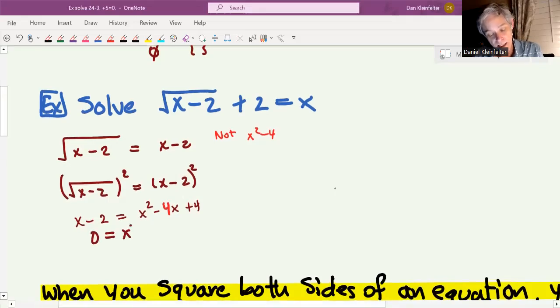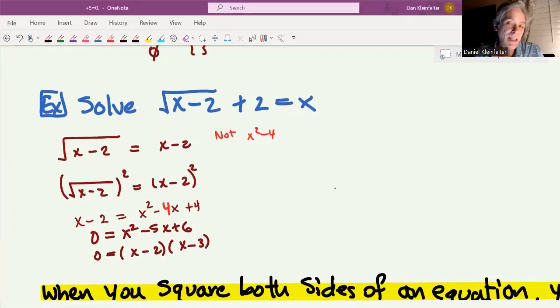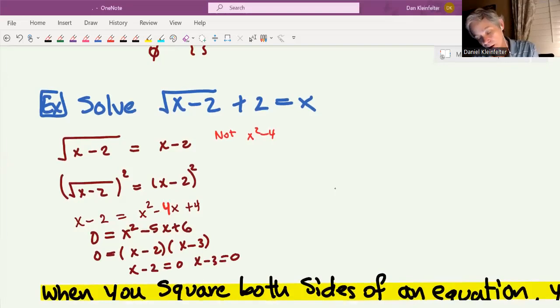So we'll have 0 is x squared minus 5x plus 6. Now that looks better. That's something that does factor. While it still could be wrong, at least it does factor. So let's check how this factors. It looks like our two solutions would be x minus 2 equals 0 and x minus 3 equals 0. So x equals 2 or x equals 3.